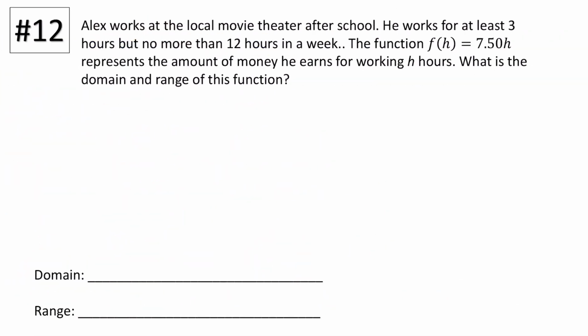So now we have another problem. Alex works at the local movie theater after school. He works for at least 3 hours, but no more than 12 hours in a week. The function f of h equals 7.5h represents the amount of money he earns for working h hours. What is the domain and range of this function?